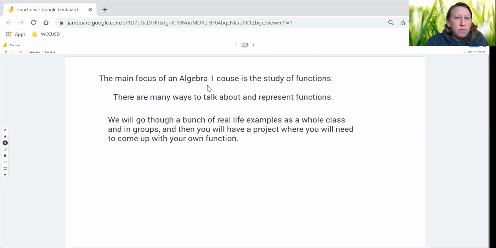The main focus of an Algebra 1 class is actually the study of functions. There's many ways to talk about and represent functions. And for the next couple weeks, we're going to go through a bunch of real-life examples as a whole class in breakout rooms. And then at the end, you're going to have a project where you need to come up with your own function.